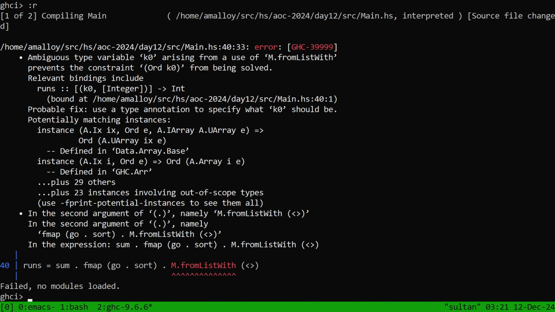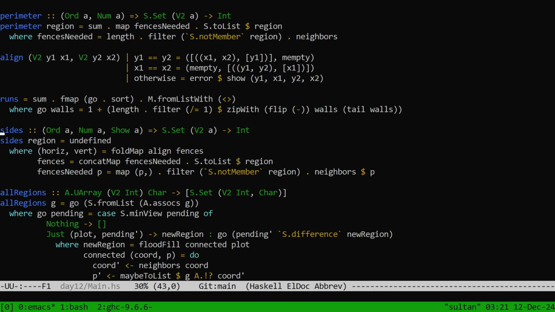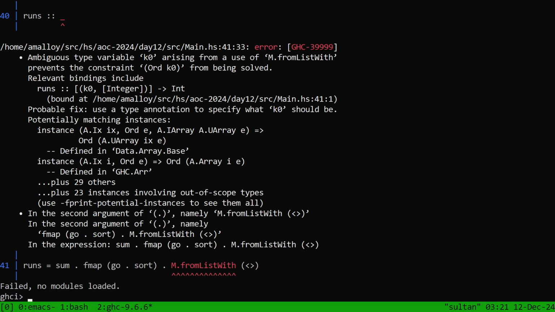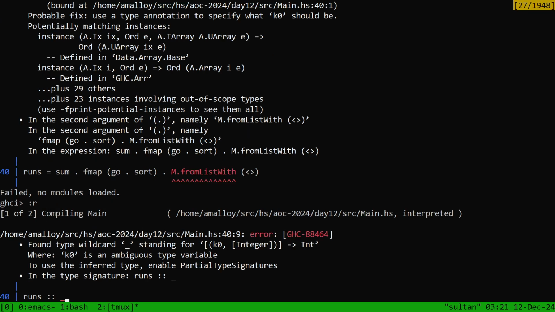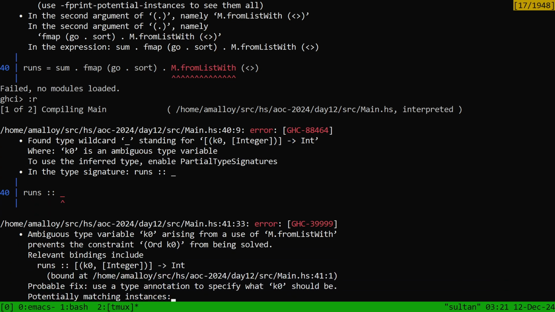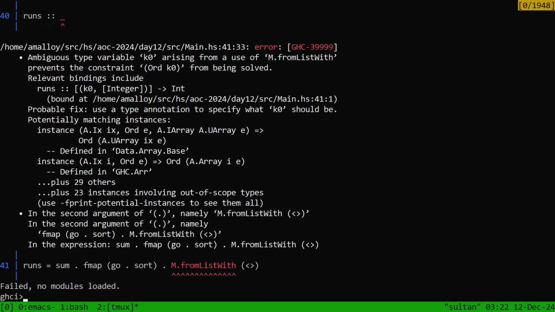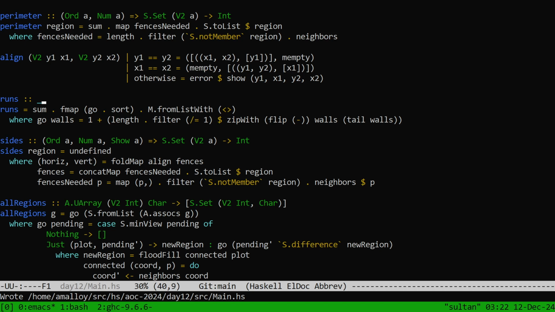Ambiguous type variable. Did it infer a type somewhere? The types were fine a second ago, weren't they? I don't quite understand how that works.